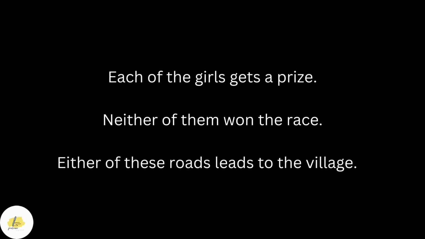Neither of them won the race. Now there is a group of people and we are using neither to refer to each of them, that not one of them won the race. Either of these roads leads to the village. Now there are two or three roads, and we are saying that one of them leads to the village. So we are distributing from the group of roads. So it is a distributive pronoun.